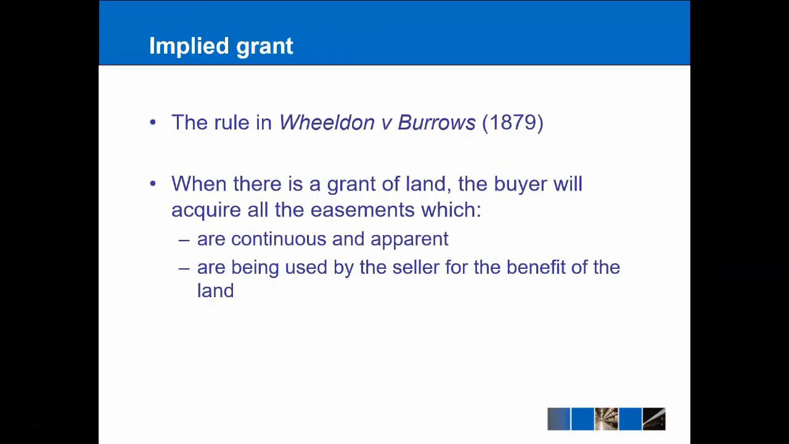Next we have implied grant, and this is sort of split into two further subcategories. So the first of these is the rule in Wheeldon v Burrows from 1879. And it basically says that when there is a grant of land, the buyer will acquire all the easements which are continuous and apparent and are also being used by the seller for the benefit of the land at that particular time. And normally it's also going back historically as well.